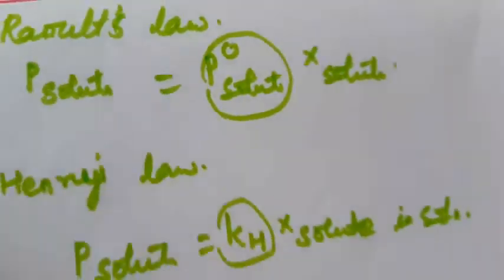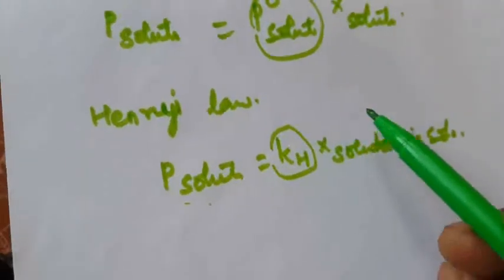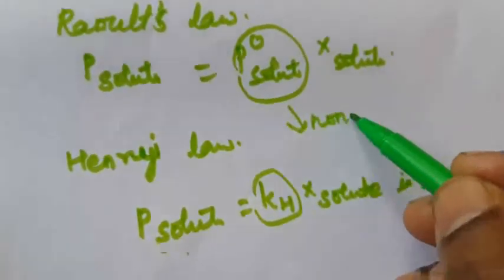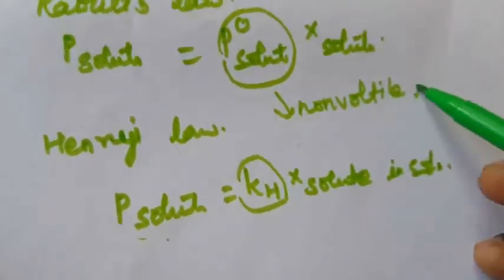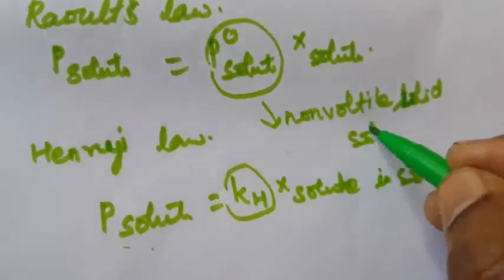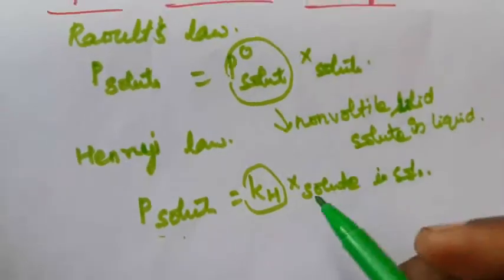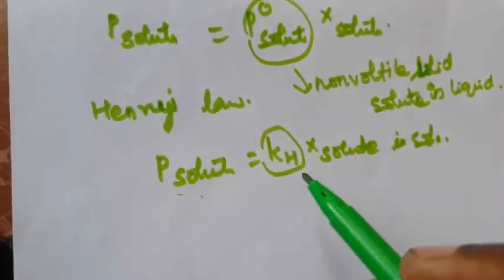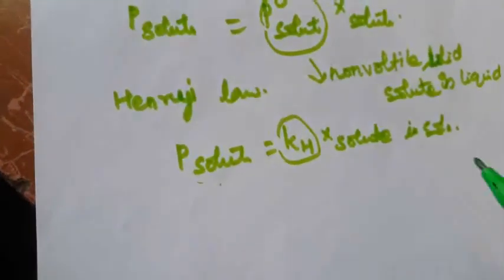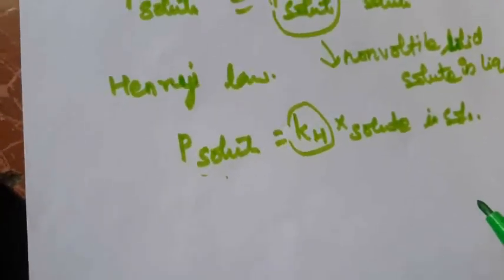So Henry's law la enna irukku? Henry's law la KH irukku, idhula P0 solute irukku. Okay, so Raoult's law is applicable only to a non-volatile solid solute in liquid. If the solute is non-volatile, the Henry's law constant becomes equal to the pure solvent vapor pressure. Raoult's law becomes a special case of Henry's law. For very dilute solutions, the solvent obeys Raoult's law and the solute obeys Henry's law.